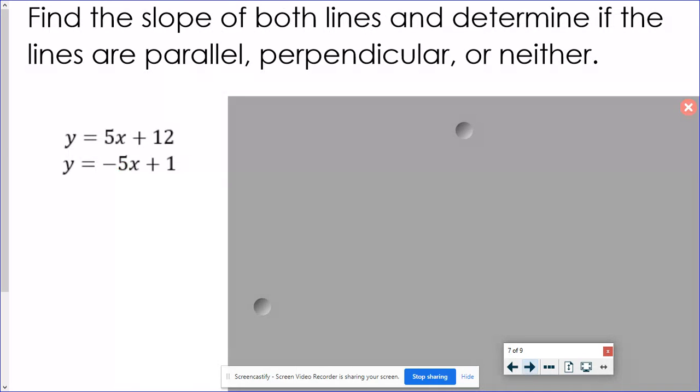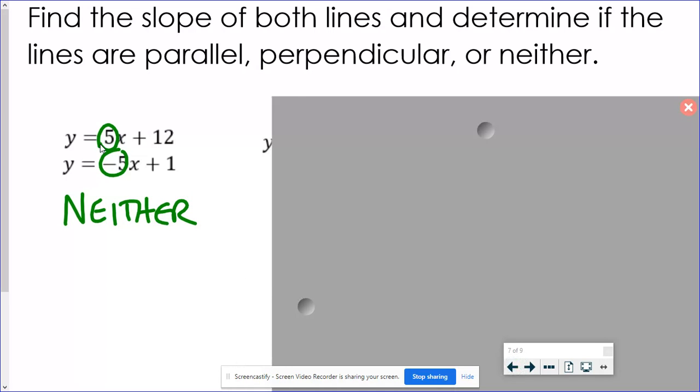So these are going to be perpendicular. If I give you equations, again, you should be able to look at slopes. Here's a slope of 5. Here's a slope of -5. Different signs, but not reciprocals. These are neither parallel nor perpendicular.